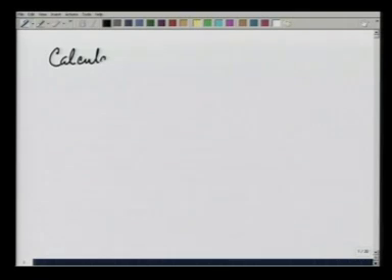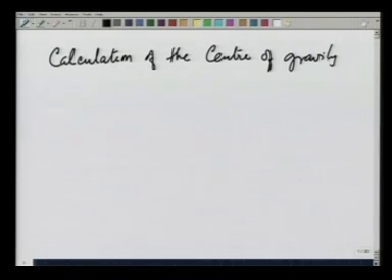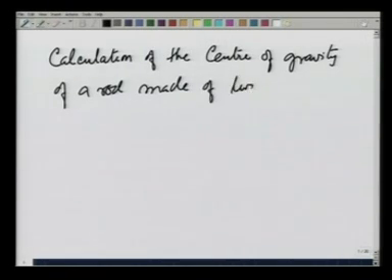As an example of things to come, let me end this lecture by solving a problem of calculation of the center of gravity of a rod made of two different materials.